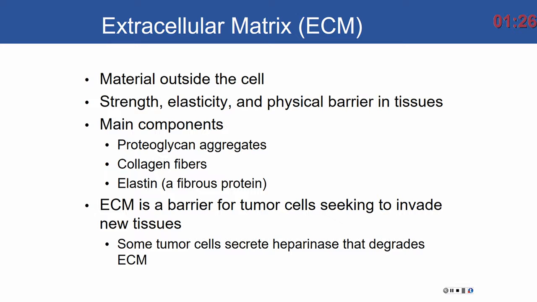So in bacteria, lipopolysaccharide is part of what we consider our extracellular matrix. But you guys all have an extracellular matrix that surrounds all of your cells and really dictates what kind of interactions we see with the drugs that we use, with the biomedical devices that we put in, and the way cells interact with each other. So again, this is your material on the outside of the cell. It provides strength, elasticity, and a physical barrier. It's mostly made of proteoglycan aggregates, collagen, and elastin. And again, it can be a barrier. It can be very, very important in preventing metastasis of tumors.